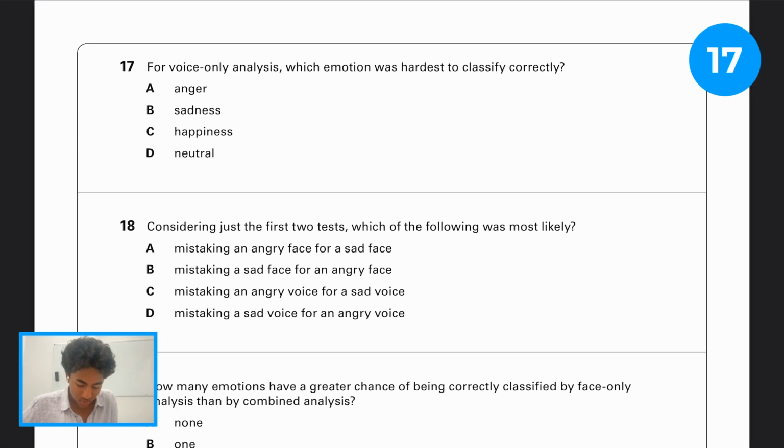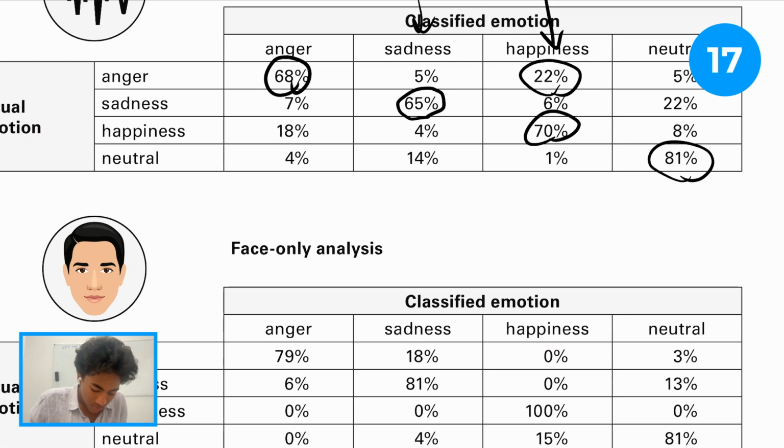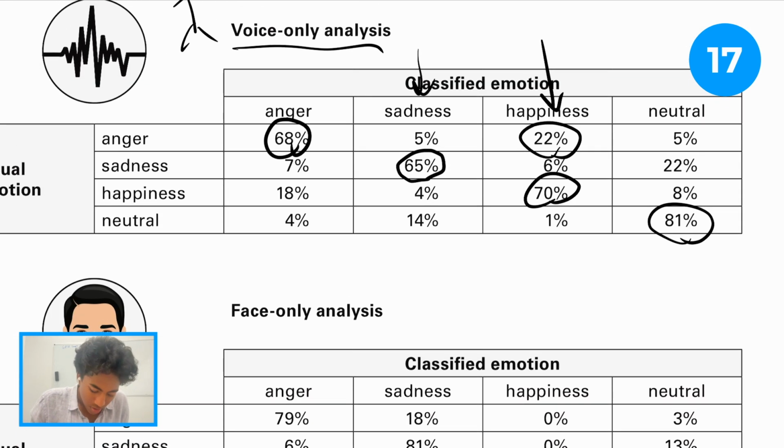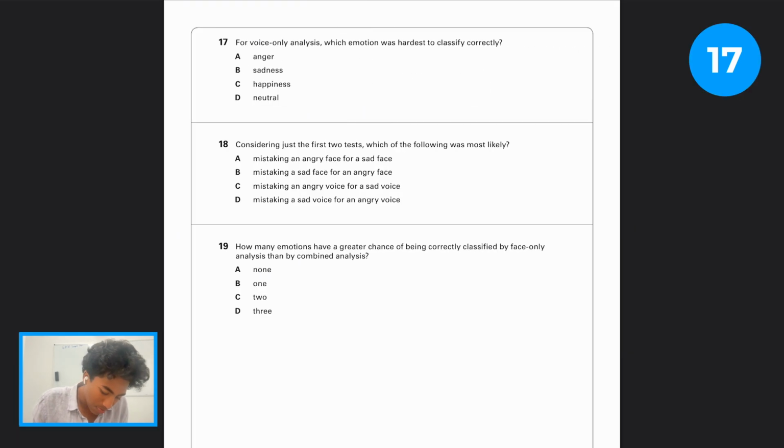For voice-only analysis, which emotion was the hardest to classify correctly? So 68% were classified correctly for anger, which means 32% were classified incorrectly. If 65% were classified correctly for sadness, 35% were classified incorrectly. If 70% were classified correctly, that means 30% were classified incorrectly. If 81% were classified correctly, 19% were classified incorrectly. You see how sadness has the highest amount classified incorrectly? That means it must be our hardest emotion to measure.